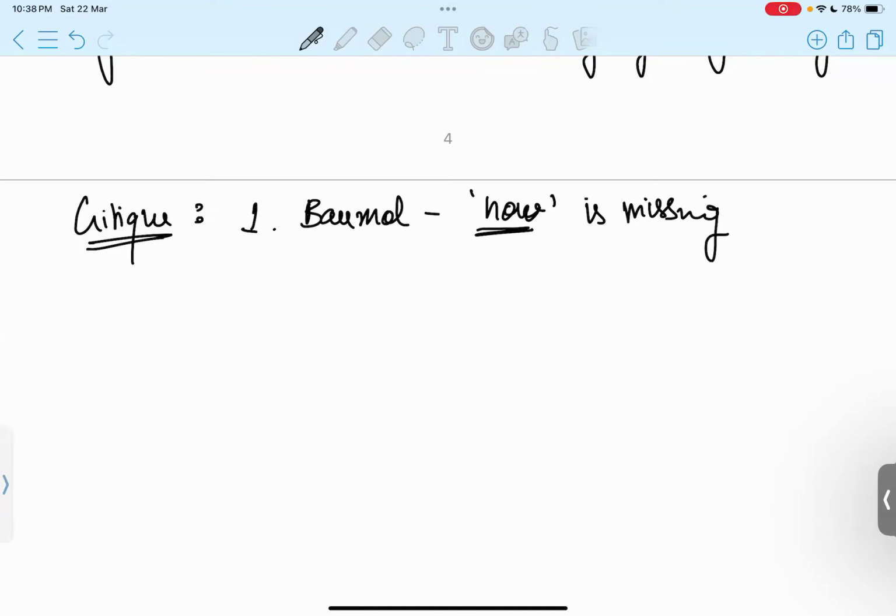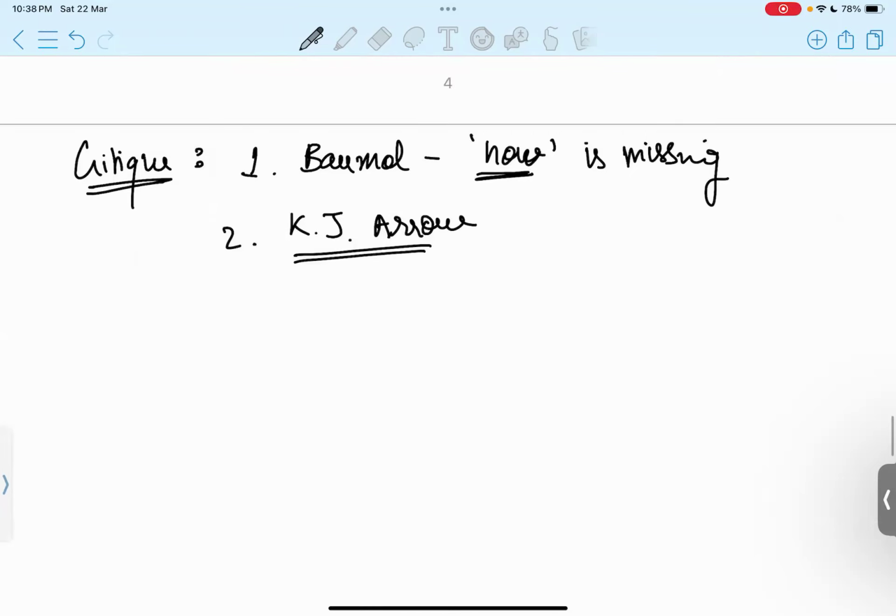in this theory. And another economist, KJ Arrow, who is famous for Arrow's impossibility theorem, which we will cover. He said that we can't use the value judgments which are arrived at through the democratic process, which is the process of majority rule.